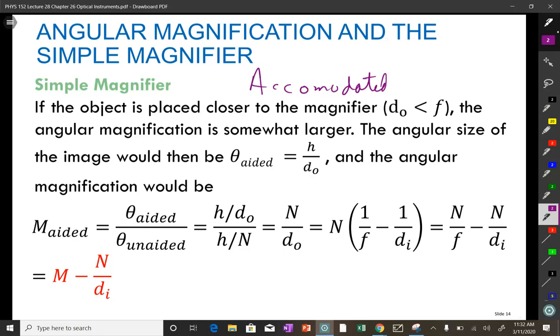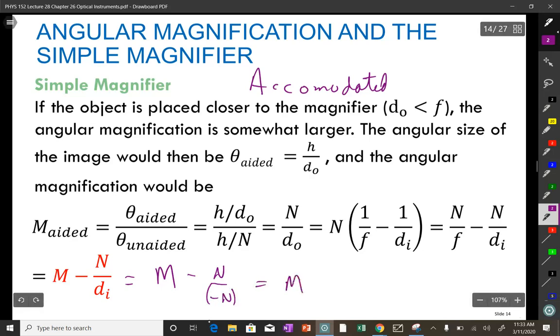What is distance image if I am accommodating as much as I can? Where's the image formed if I'm making the image at the nearest point I can focus on? We have a name for that. The near point. And so if I'm doing maximum accommodation, this is the unaccommodated magnification plus, well, the distance image is at minus the near point because it's the image on the wrong side. So people don't get confused about signs, distance image is minus near point. So that's just equal to m plus 1.